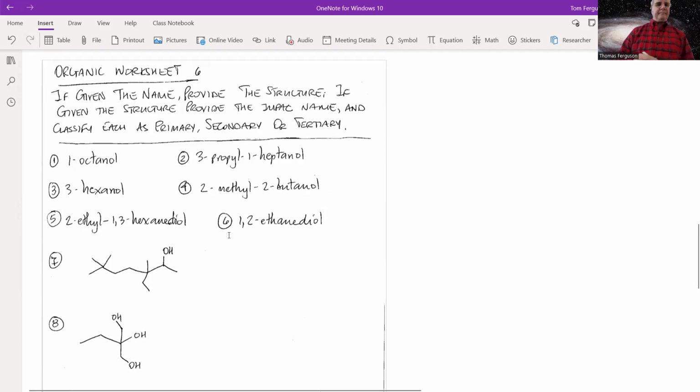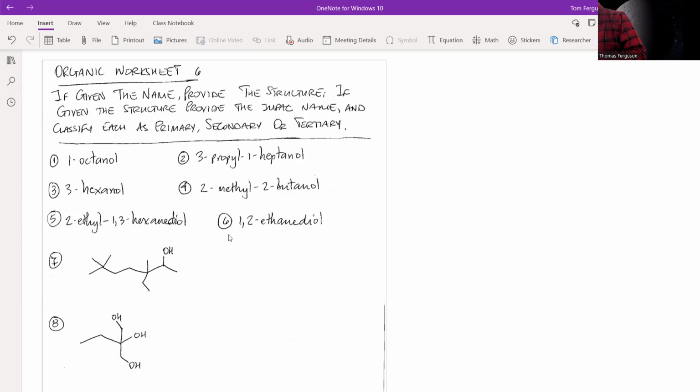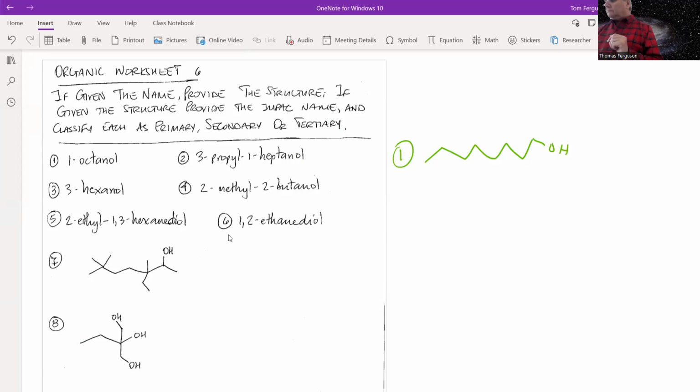Okay. If I give you the structure, you give me the name. If I give you the name, you give me a structure. All right. Octanol, 1-octanol. Okay. 8 carbons long. The OH group is on carbon number 1. And it's primary because it's on the end.